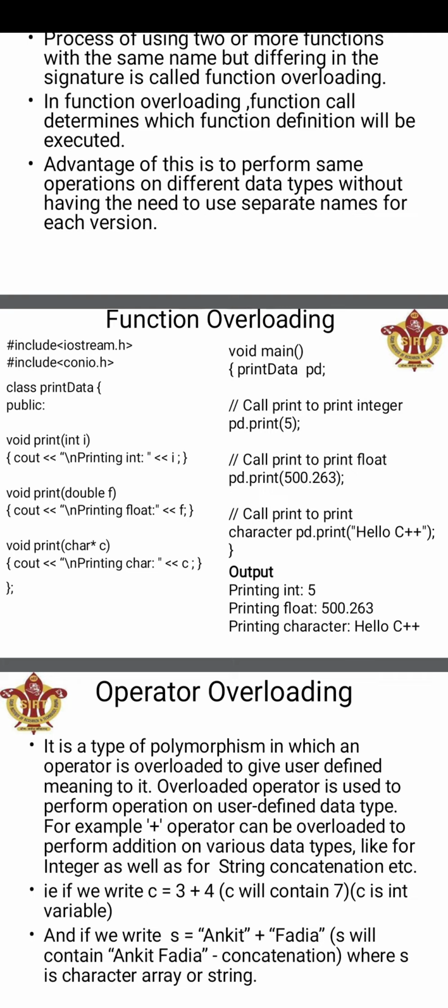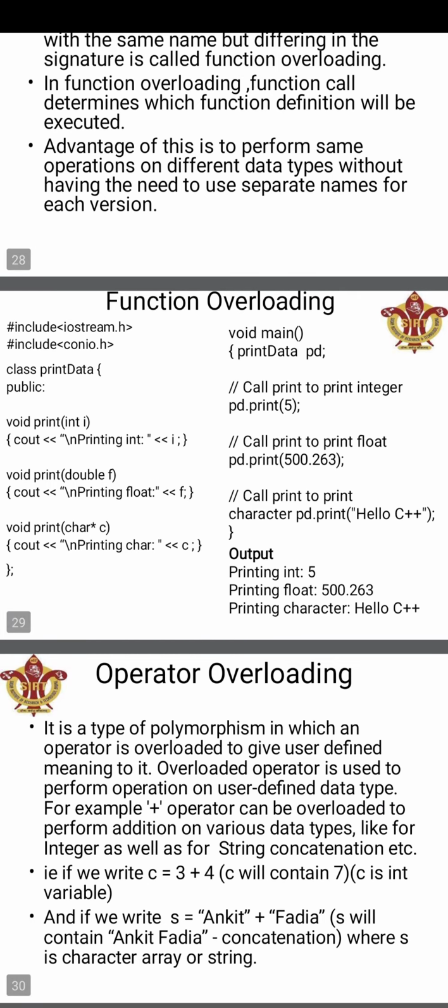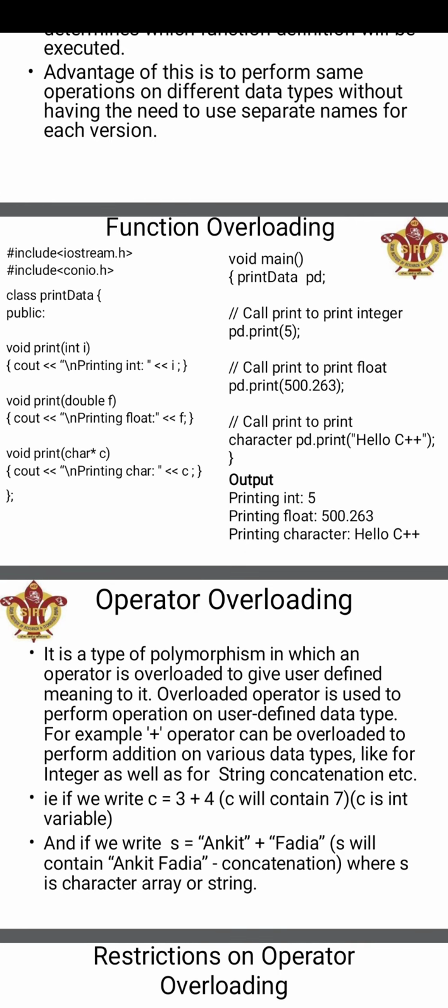The first function is void print integer i. Here we are passing the integer as the argument, and here we are printing. We have written the cout statement as printing integer and then i. In the second version, we are passing one argument but of type double. In the third function, we are passing again one argument but of type character pointer. It means it's a string. Now let us look at the main function.